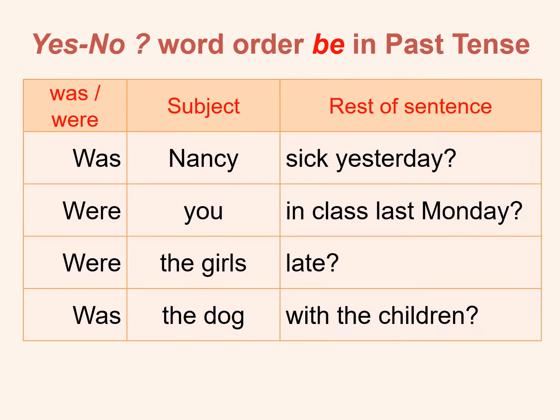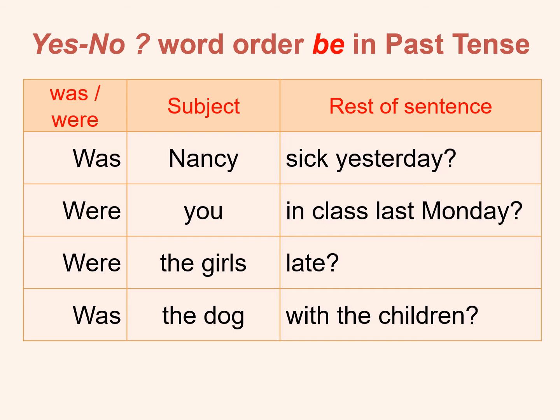To form yes-no questions with was or were, we put was or were before the subject. So, for example, we have, was Nancy sick? Were you in class last Monday? Were the girls late? Was the dog with the children?